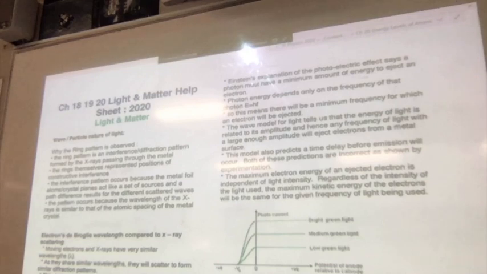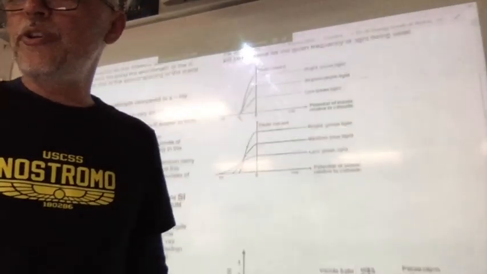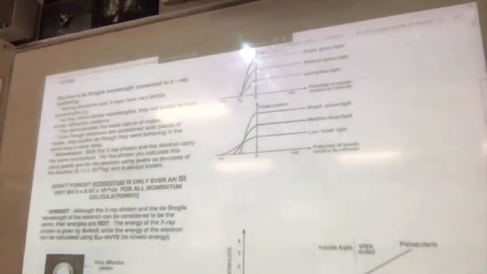So don't do that. So the ring pattern is an interference or diffraction pattern formed by the X-rays passing through the metal. The rings themselves represent positions of constructive interference. Notice the language is there exactly out of the text, all right? So you're stating everything, and it's nice and concise, and you use as much of it as you need to explain the question, all right? So that's that. Electrons' de Broglie wavelength compared to X-ray. That's why I put it there. It's common. It turns up on exams.